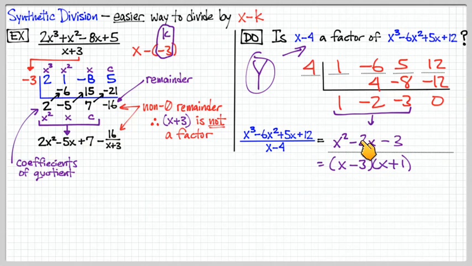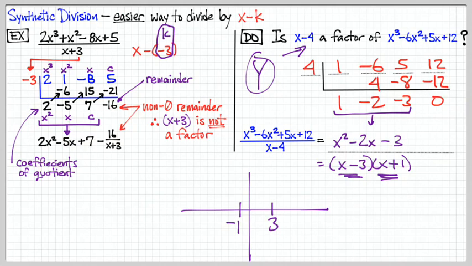And this is our quotient, and we could even factor the quotient one more time into x minus 3 times x plus 1, and this then tells us we have all the roots, or all the zeros, identified. We have a 0 at 3 because of the x minus 3. We have a 0 at negative 1 because of the x plus 1 factor, and also we have a 0 at 4 because of our x minus 4 factor that we found out was indeed a factor. So we have all the zeros right here.